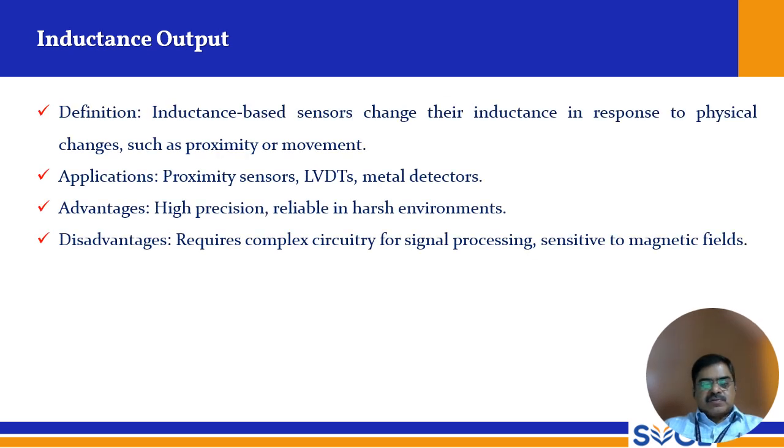Inductance output, it is a very popular transducing principle. Inductance based sensors change their inductance in response to physical changes such as proximity or movement. Applications: proximity sensors, LVDTs, metal detectors. High precision and reliability in harsh environments are advantages. Requires complex circuitry for signal processing, and sensitive to magnetic fields. So that is the major disadvantage.